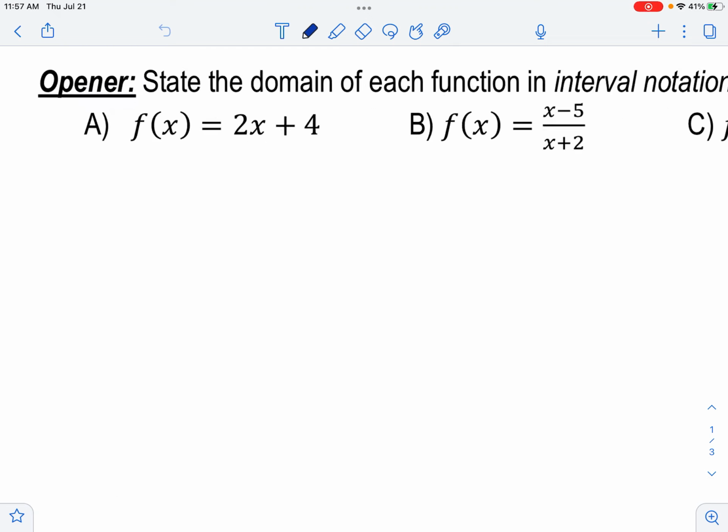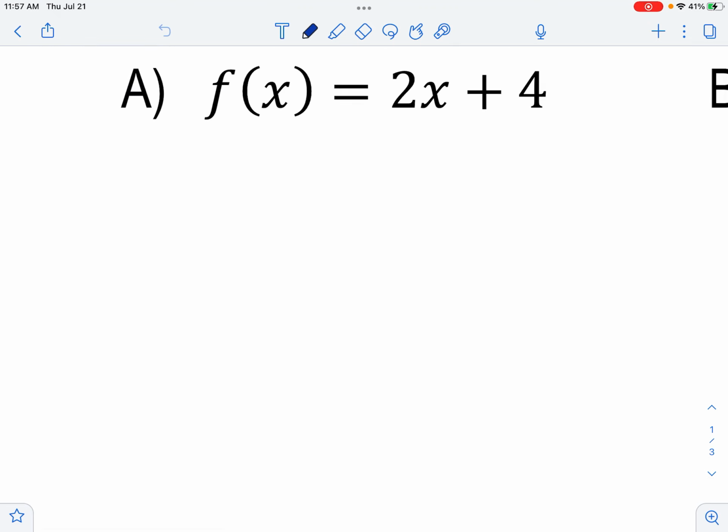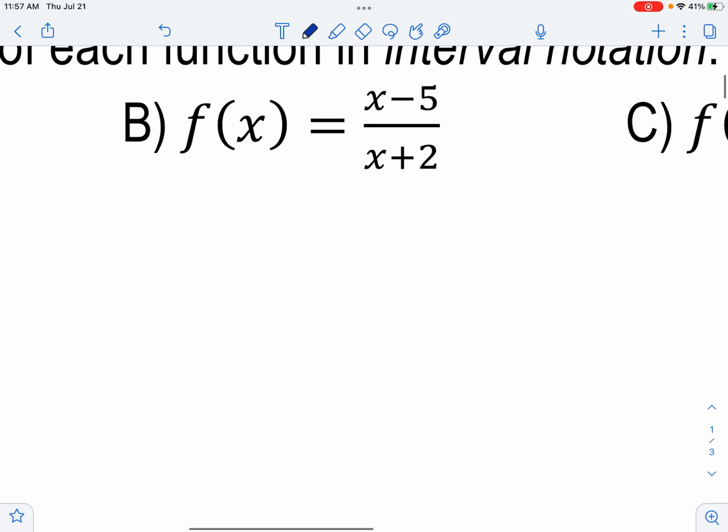All right, so let's look at the first equation here. I asked myself, are there any restrictions? There's no denominator, and there's no square roots. Therefore, there's no restrictions. If there's no restrictions, my domain is all real numbers. Moving on to the next one, I see that there's a denominator. We know that we can't divide by 0, so I know that the denominator cannot be equal to 0. Solving for x, subtract 2 from both sides, and we get x cannot be negative 2.